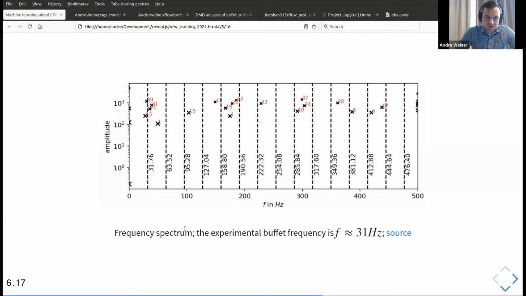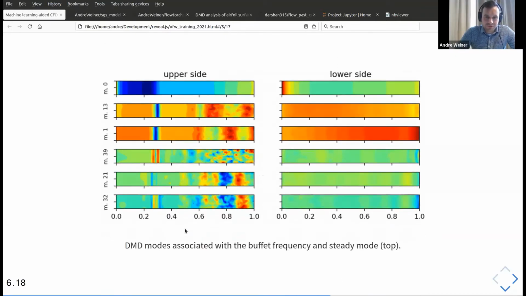Okay, now let's look at those modes in a bit more detail. The first mode at the top is the zeroth mode. This is a steady mode that does not change over time. It's usually similar to the mean. Below that we have the modes 1 and 13 that we picked out before. What you see here is a strong correlation between the region around the shock and the region where the boundary layer separates.